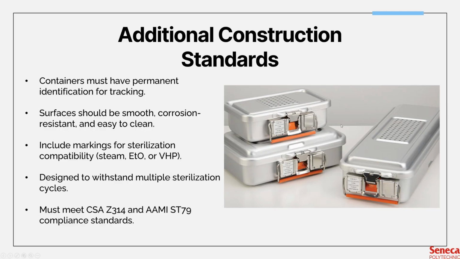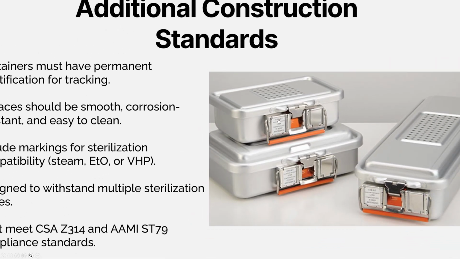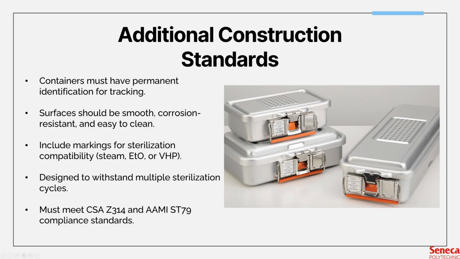Beyond essential features, containers must meet several construction standards that guarantee safety and durability. Each container must include permanent identification marks, which are usually engraved or etched for traceability and tracking. These are usually clear markings for sterilization compatibility, so whether they're approved for steam, ETO, or hydrogen peroxide. If you look closely here, it should say low temperature sterilization here, but it's kind of hard to see.